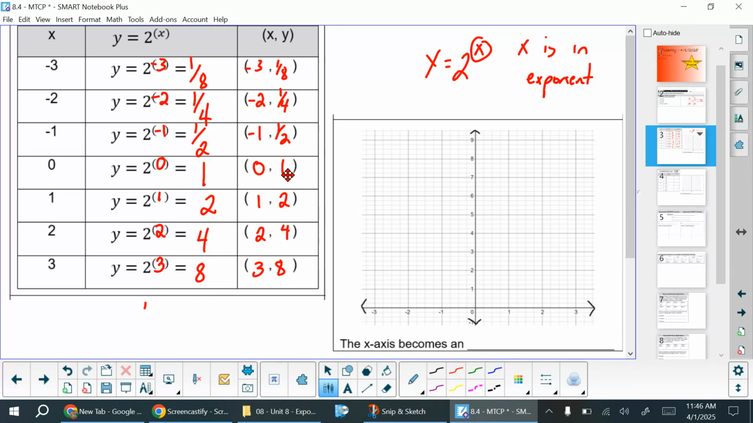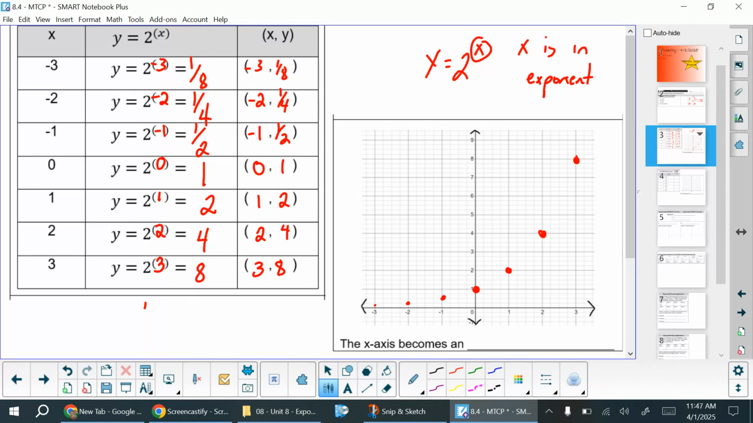So 0, 1 is right there. 1, 2, 2, 4, and 3, 8. Those are pretty easy. But now when we do our negatives, we get fractions. So negative 1, 1/2 is like halfway between 0 and 1. Negative 2, 1/4 is even smaller. And negative 3, 1/8 is even smaller.